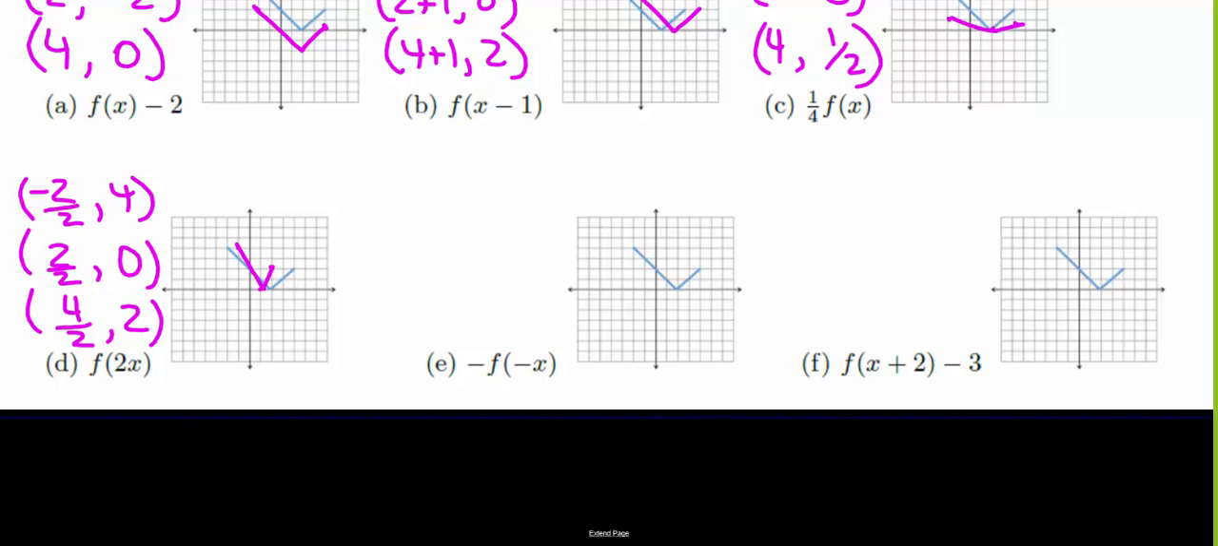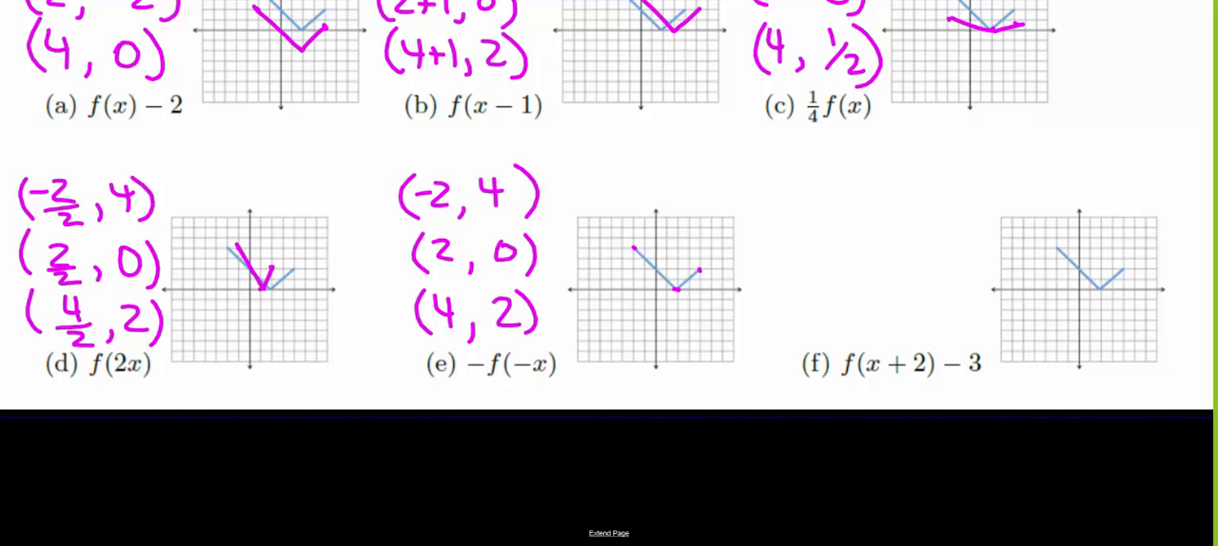Now, one of the things that might help us on this is to look at these key points. We've got the point negative 2, 4. We've got the point 2, 0. And then we've got 4, 2. Those are those key points. I'm just going to take note of what happens to those, and then since this is just 2 lines, I can do a sketch.